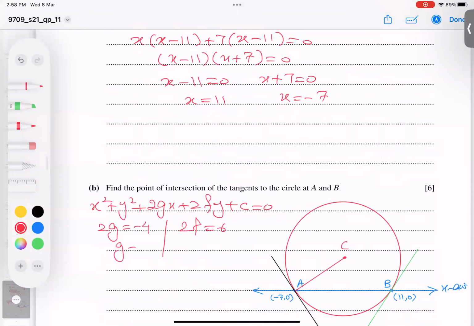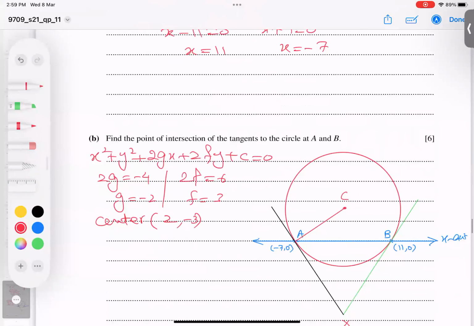So g becomes -2 and f becomes 3. So the center, you know, we always change the signs. This -2 will become positive and this positive 3 becomes -3. So the center of the circle is clear: (2, -3).